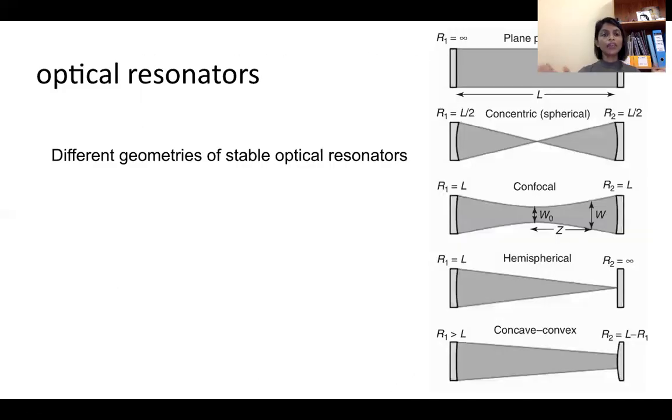So we have various types of optical resonators. We have plane parallel, where two plane mirrors are arranged such that they are parallel to each other. And then we have concentric or spherical types of mirrors attached to the optical resonator ends, or it can be confocal, hemispherical, concave, convex. So depending on the situation, depending on your medium, depending on your pumping source, these are applied accordingly.